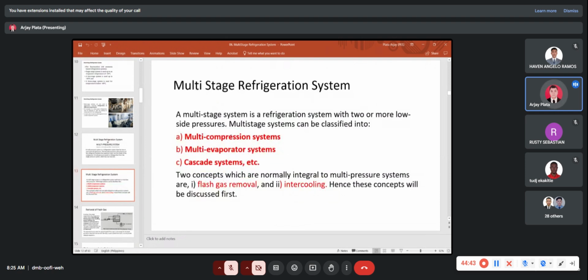Okay, so in a multi-stage refrigeration system, as it is a system with two or more low side pressures, multi-stage can be classified into multi-compression systems, multi-evaporator systems, and cascade systems. Two concepts which are normally integral to multi-pressure systems are flash gas removal and intercooling. Hence, these concepts will be discussed first.